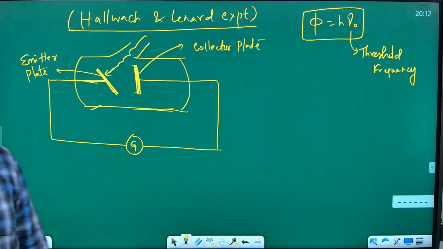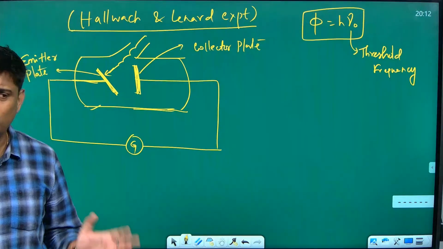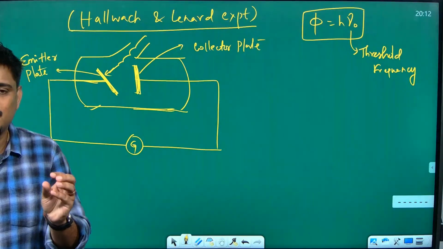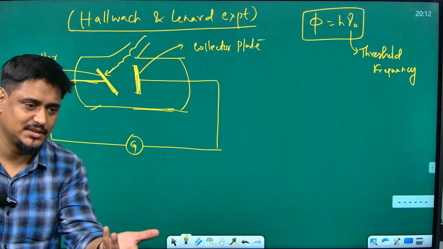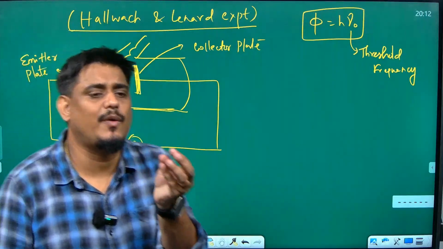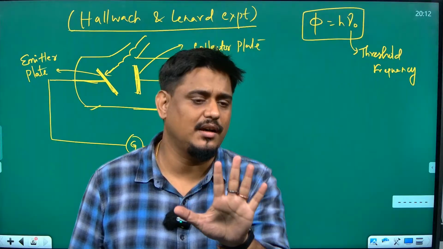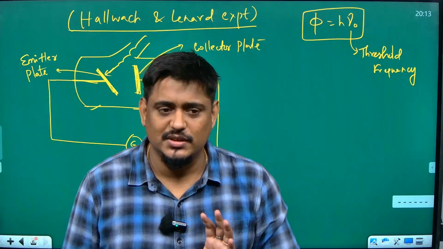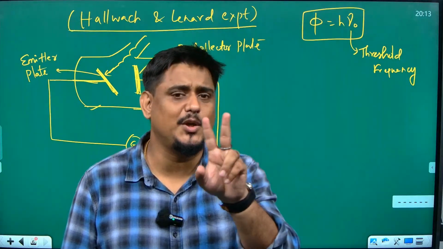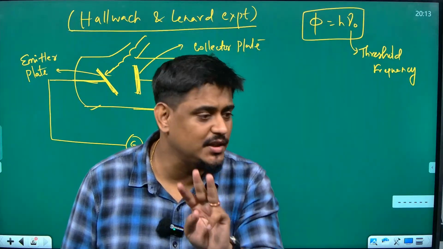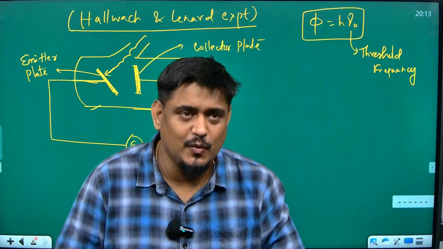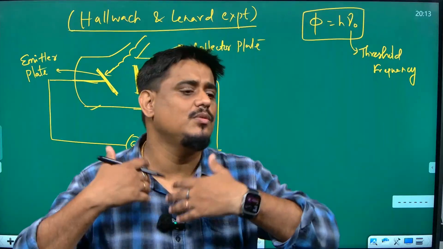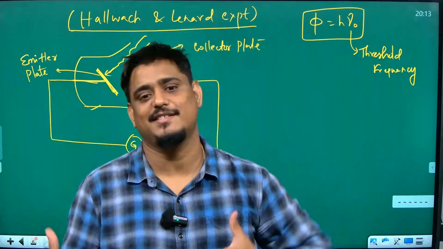Imagine you are supplying energy more than the work function. What will happen? The electron will not only get ejected, rather it will also have some velocity. Suppose the energy required for the electron to get ejected is 10 joules. You gave 30 joules. For coming out, it needs only 10 joules. How much did you give? 30 joules. It has 20 joules extra. What will it do with that extra energy? With this extra energy, it will start to move. It will have kinetic energy.